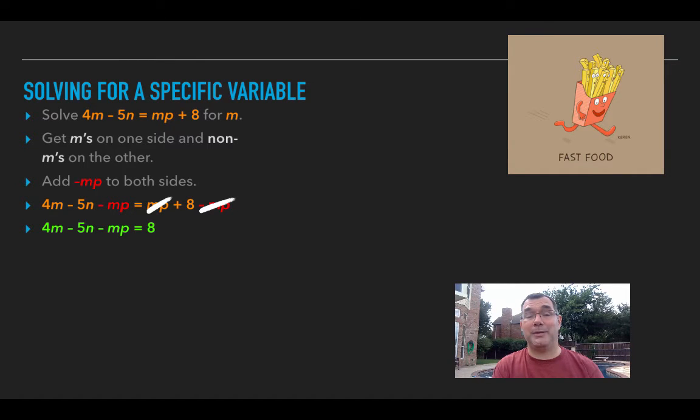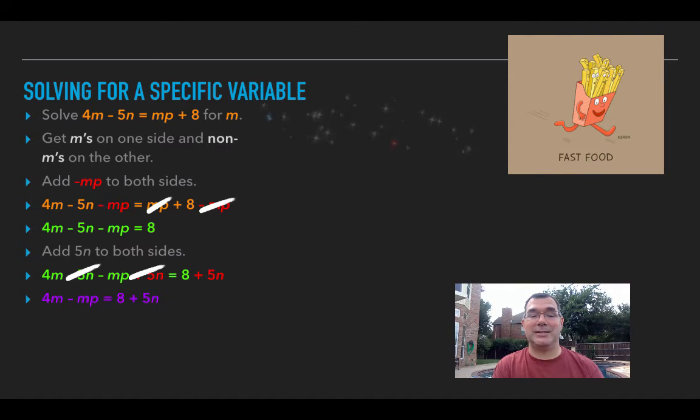But there's still a problem because of that minus 5n that is on the left. I wanted to collect my m terms on the left. 5n is not one that I want over there. So since it's a negative 5n, I'm going to add 5n to both sides. And when I do that, it goes away from the left-hand side, but it shows up on the right-hand side. I have 4m minus mp equals 8 plus 5n. Now every term that has m in it is on the left, every term that doesn't is on the right.